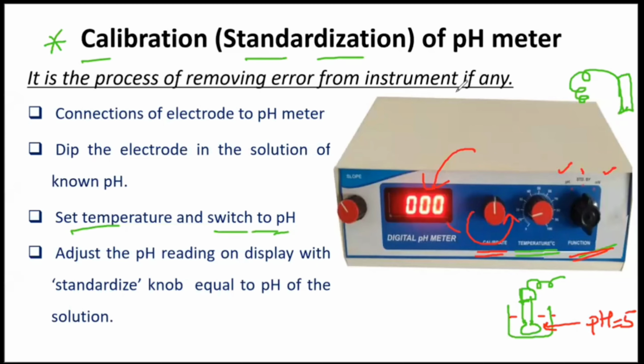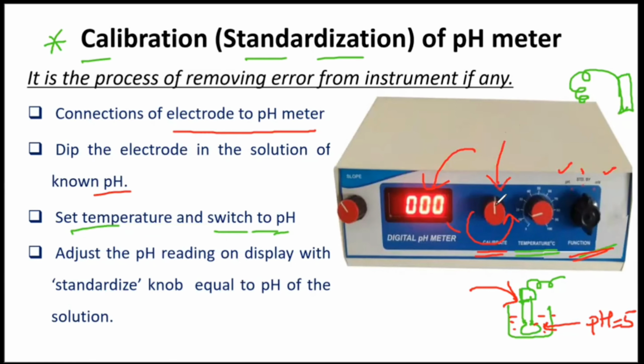Okay, got it? I repeat. First of all, make the connections as required. Dip the electrode in the solution of known pH. So this is the solution of known pH, and we have to dip the electrode into this. Set the temperature and switch knob. So temperature is to be adjusted to room temperature, and pH mode is to be switched on. And then we have to adjust the reading with the help of this standardized knob.